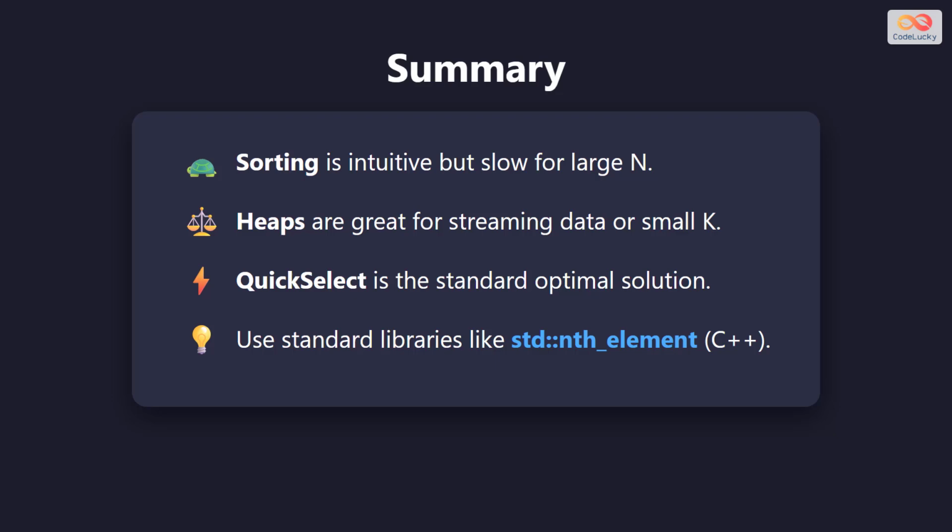To wrap up, use sorting for simplicity if performance isn't critical. Use a max heap if you are dealing with a continuous stream of numbers. But for a static array, QuickSelect is the most efficient choice. In languages like C++, the standard library function, nth_element, implements these optimizations for you.